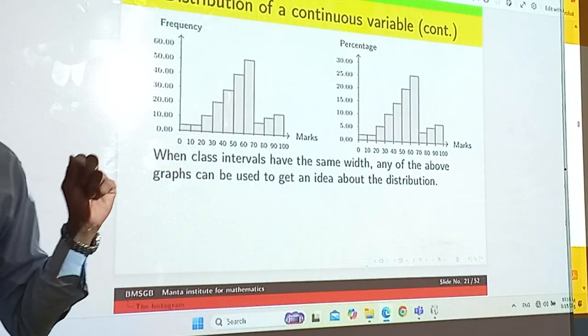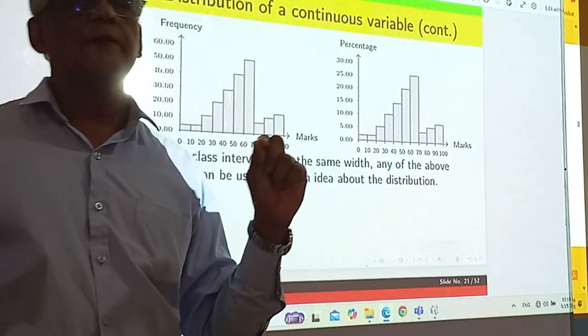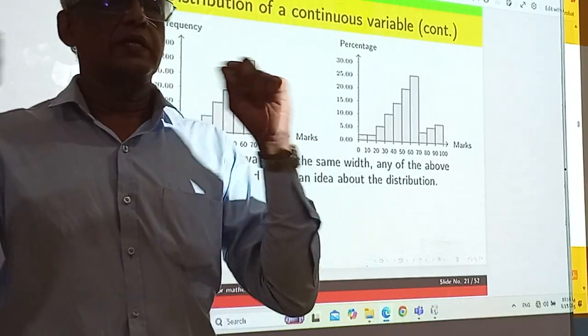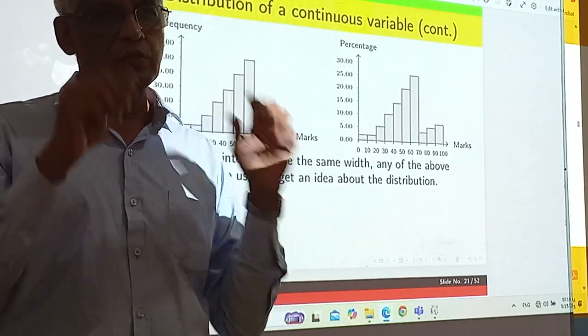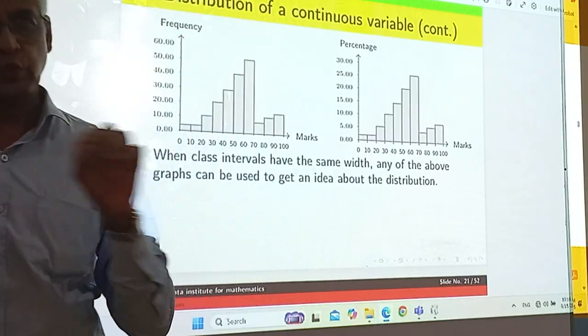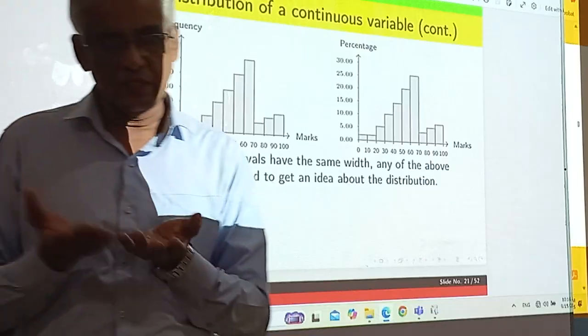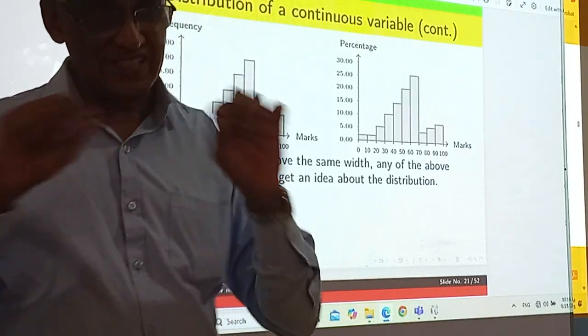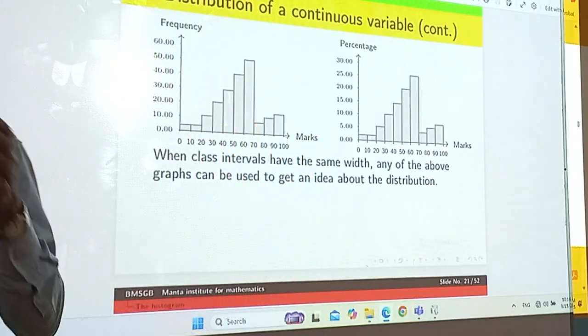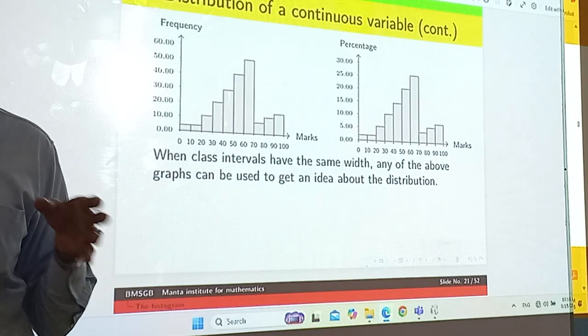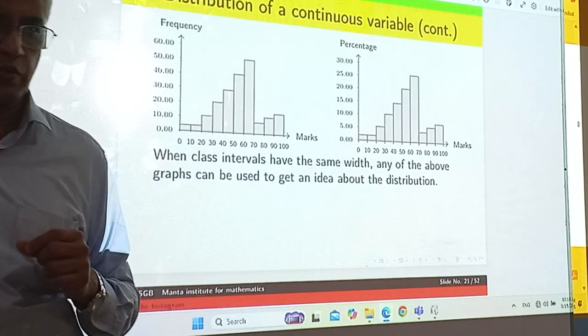Right? So therefore, one main difference between the bar chart and the histogram is, in the bar chart you definitely have to have gaps to show the discreteness or the separateness. In a continuous variable, you have to show the continuity by not leaving gaps between the bars. There are no gaps between bars in a histogram.